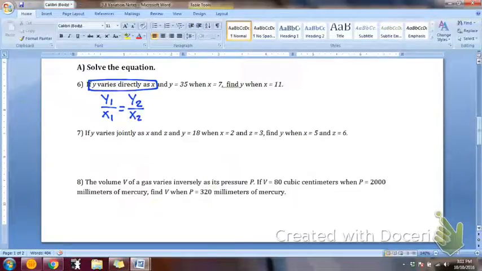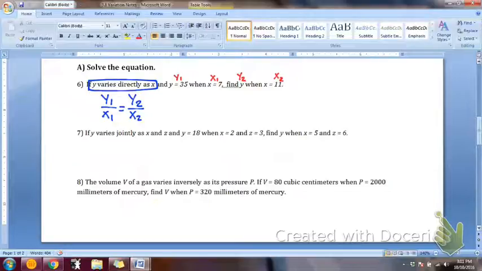Direct variation proportion. Now this is the best way to label these and do these problems so you know what goes where. Whatever y value they gave you first, that's your y1. Whatever x value they give you first, that's your x1. Then it said find y, so that's going to be my y2 that I'm trying to find. And x equals 11 is going to be my x2.